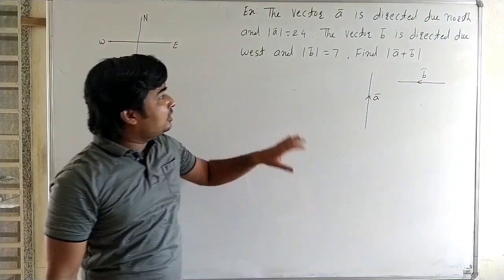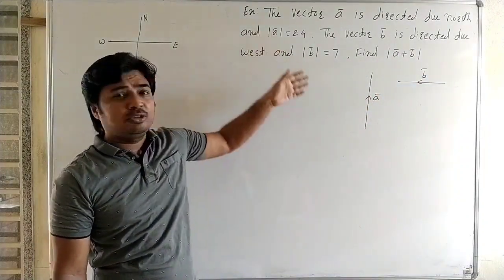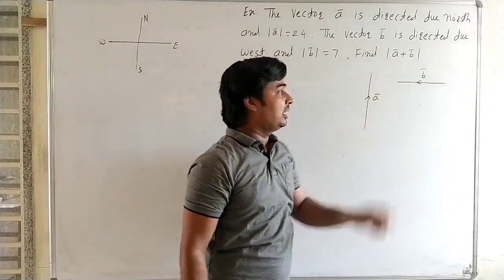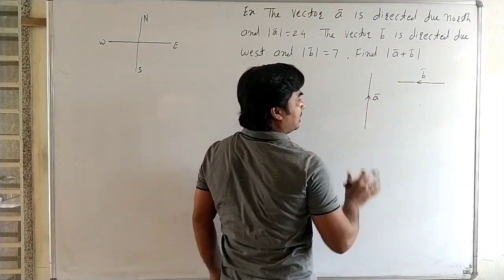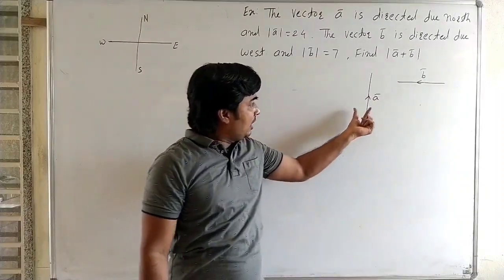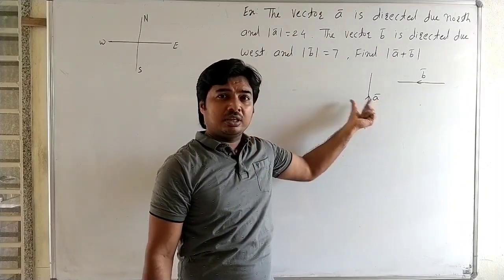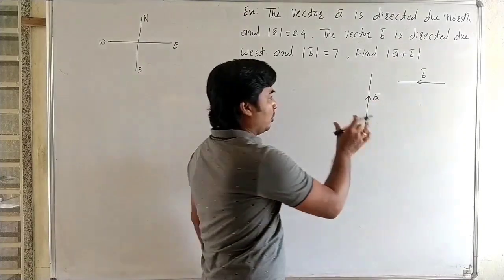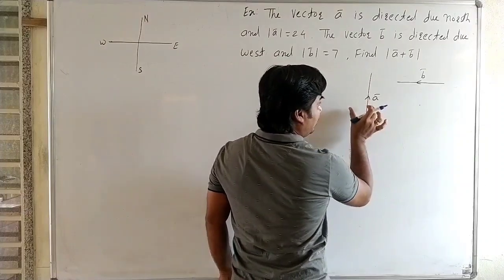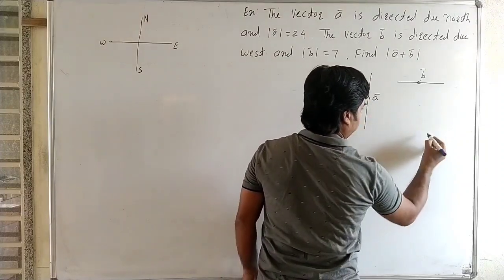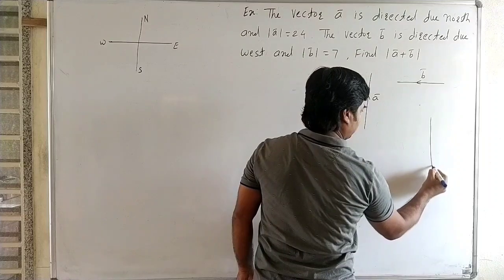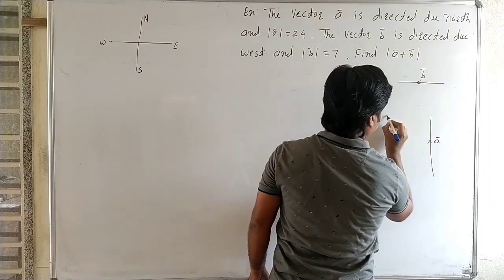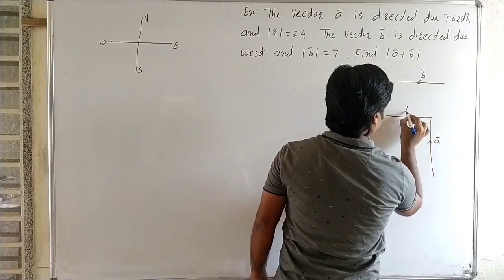Now we find the addition of these two vectors. Here these are two free vectors. Free vectors means the vector can be shifted anywhere without changing its direction and its magnitude. Now we shift these two vectors: A bar is shifted here, and B bar is shifted to this position.